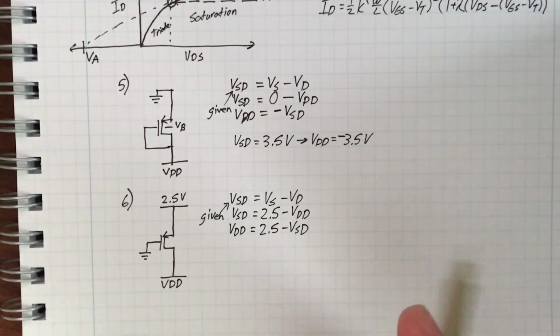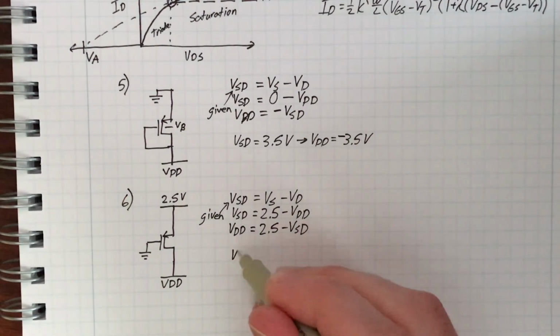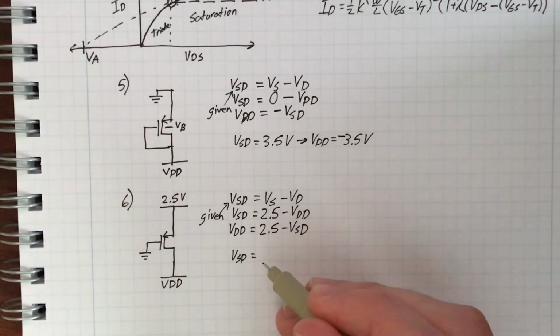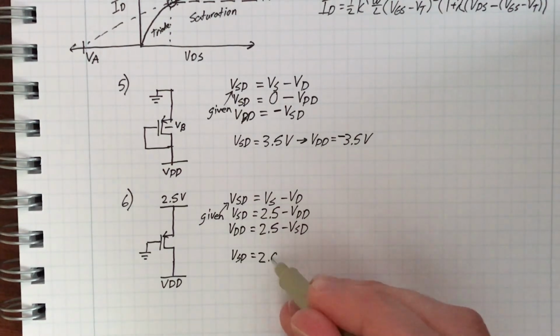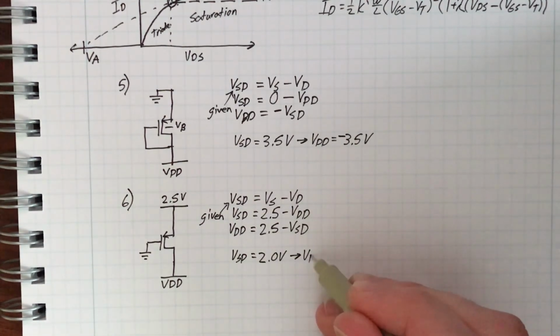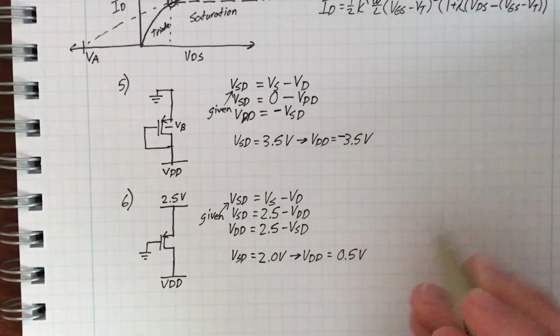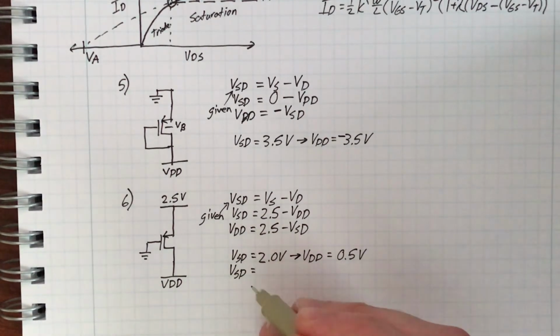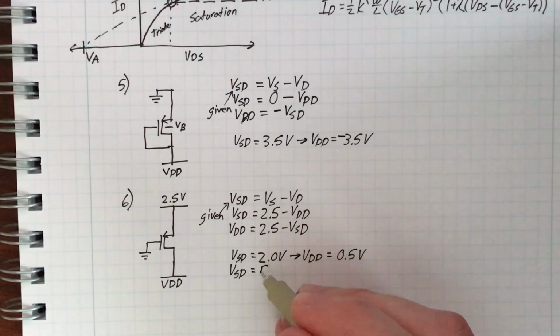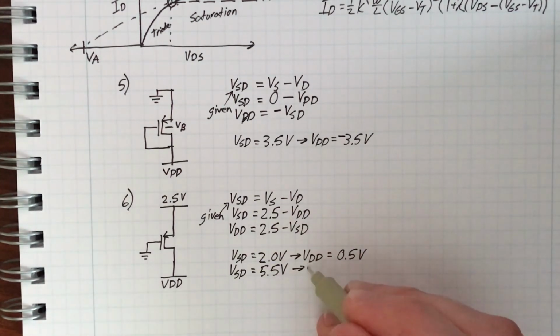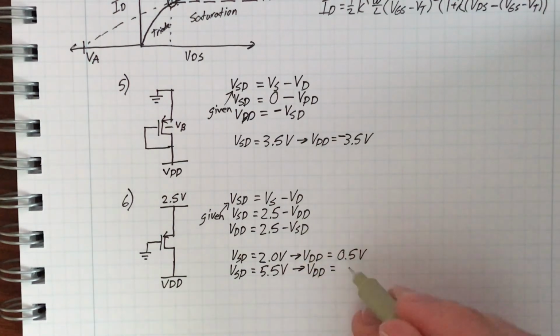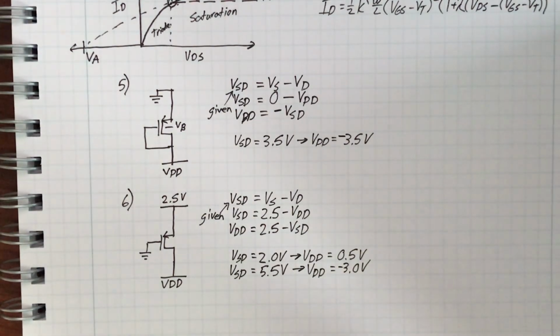So for example, when VSD equals 2 volts, which is the first data point, VDD is going to equal 2.5 minus 2, so it's going to be 0.5 volts. When VSD equals, the last point is 5.5 volts, VDD is going to be minus 3. That's all there is to it. And there's data points in between, but you can fill those out pretty quickly.